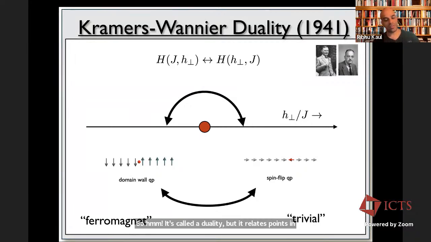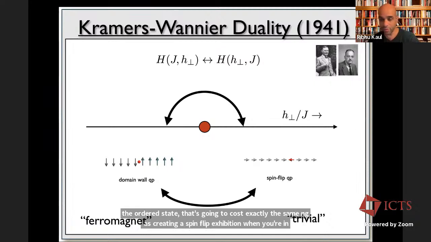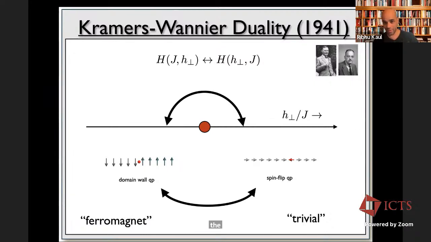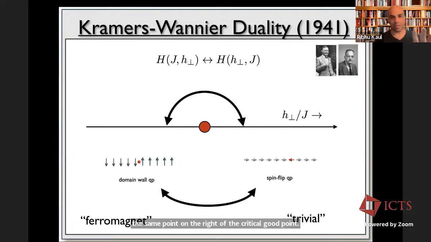And so it says basically that if you want to create, at a certain distance away from the critical point on the left, a domain wall excitation in the ordered state, that's going to cost exactly the same energy as creating a spin flip excitation when you're at the same distance on the right of the critical point. This is a very beautiful, remarkable feature of the Ising model.